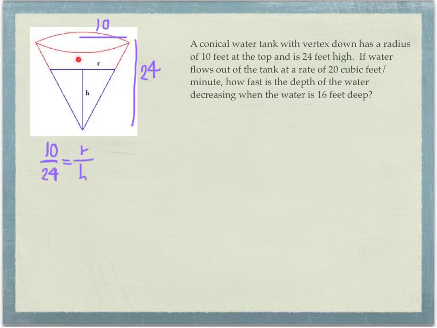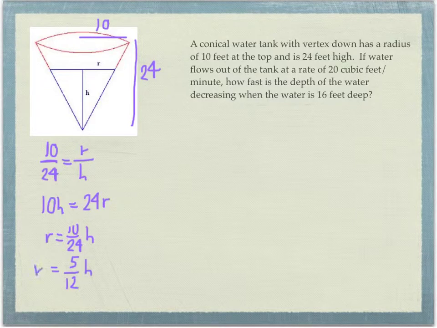This is supposed to represent the depth of the water in this particular problem. And once I do that, I can do a little cross multiplying here. So I get that 10h equals 24r. Now the nice part about this is I'll try to solve this for one of these variables. I think in this case I'm going to solve this for r, and dividing by 24, I get r equals 10/24 times h. You can actually reduce that to 5/12 h. That's what r is. Now that'll come in handy a little bit later.